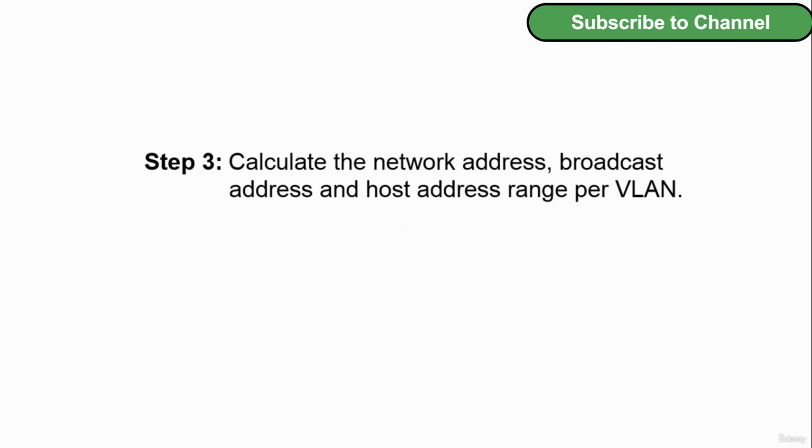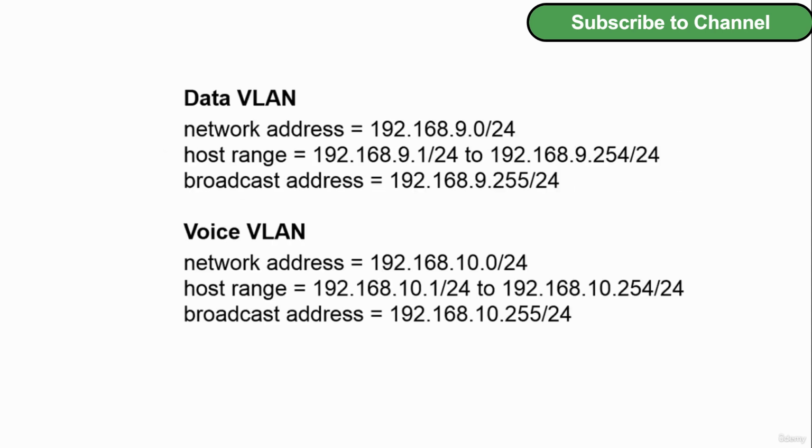So calculate network address, broadcast address, and host address range per VLAN or subnet. So the data VLAN, I've gone with 9.0 for this. I've chosen to use 9. It matches the subnet. And then it's just 1 through 255. That's all there is to it.